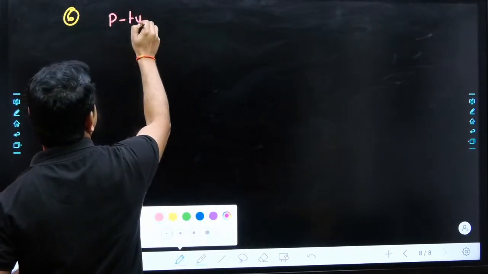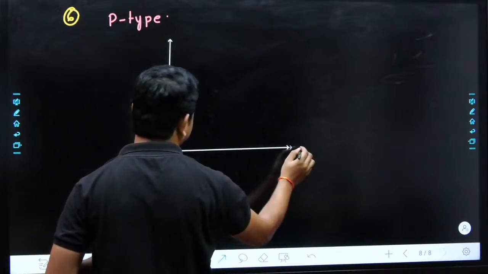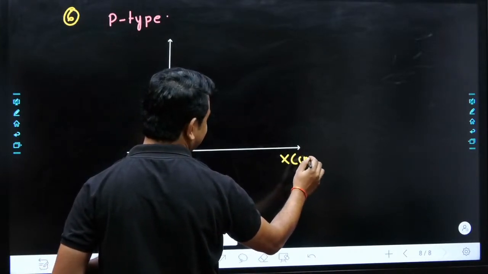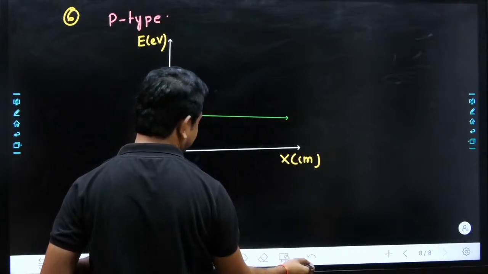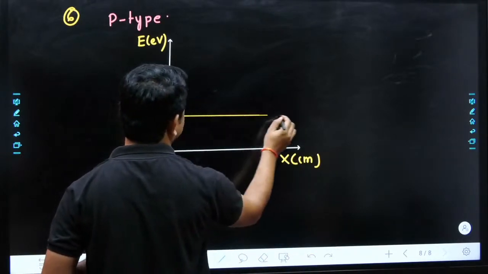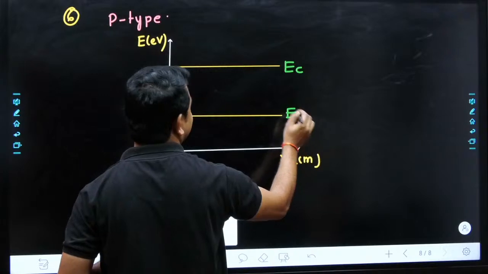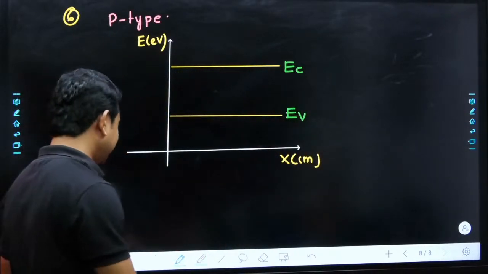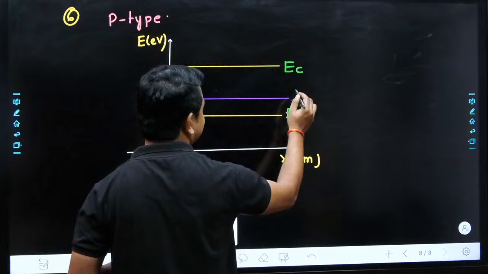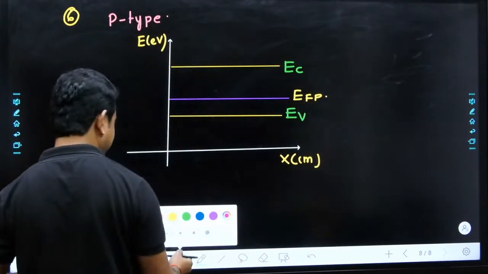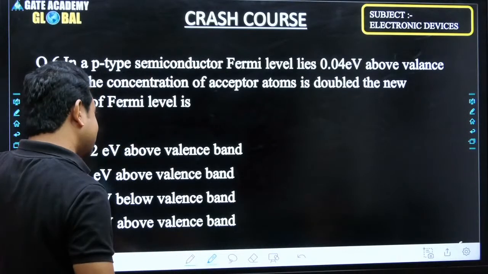So, I write here this is a p-type semiconductor and I want to draw the conceptual points given in this question. This is x in centimeter and this is energy in electron volt, and we draw two lines to represent the uppermost energy level of the valence band and the lowermost energy level of the conduction band. So, this is EC and this is EV, and the difference between these two is the energy gap. The location of the Fermi energy level is somewhere here and I write this as EFP. The difference between this position and this position is given, 0.04 electron volt.